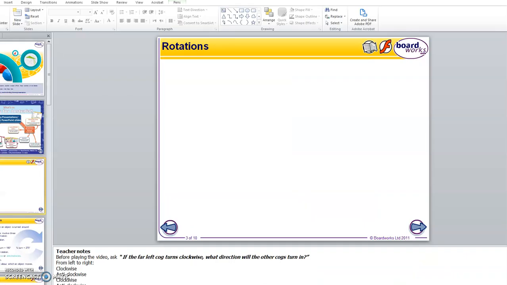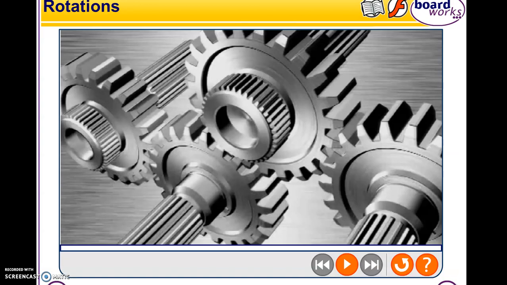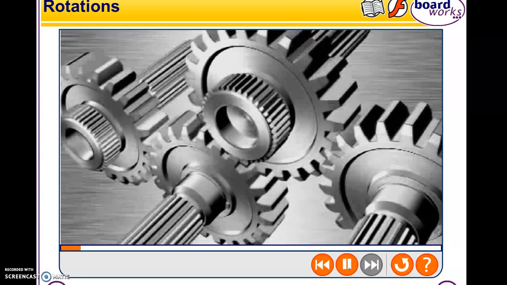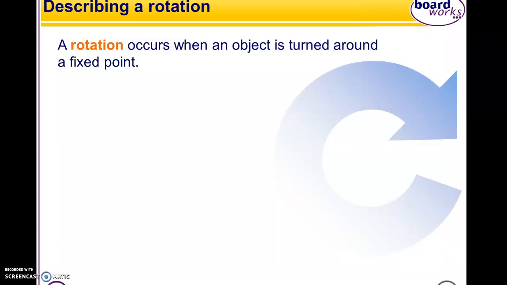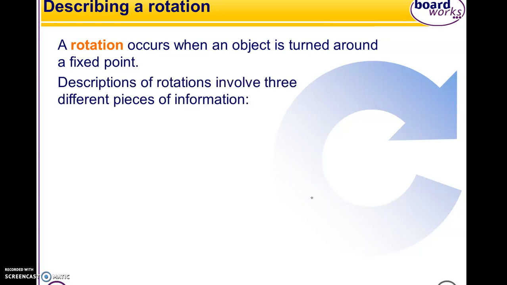Let's start our lesson with this PowerPoint. As you can see in front of you, what is a rotation, a turnaround? We will take a rotation as the definition: a rotation occurs when an object is turned around a fixed point. The description of a rotation involves three important pieces of information that you have to know before rotating any figure. First of all, the angle of rotation: how much you are going to rotate.